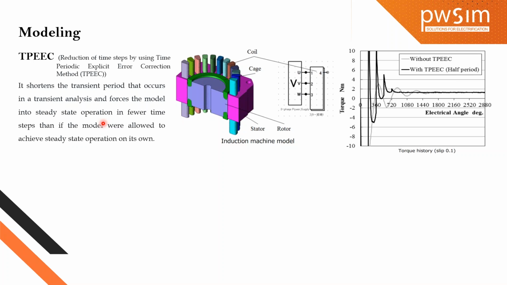Using this TPEC, because of the eddy current phenomena in the induction machine, the time taken to get the steady state curve will be more. To avoid that, using TPEC, by correcting the frequency and the number of cycles, we can correct the previous calculation, and we can achieve the results in a shorter time and get the steady state curve. That is the benefit of this TPEC function in the JMAG Designer solver.